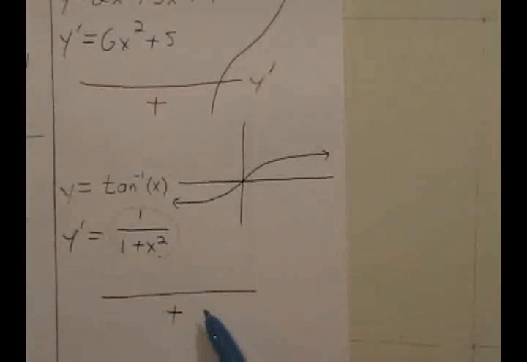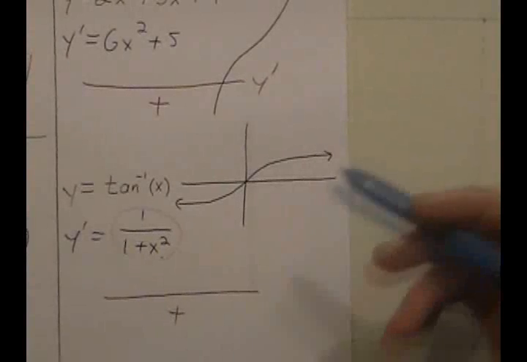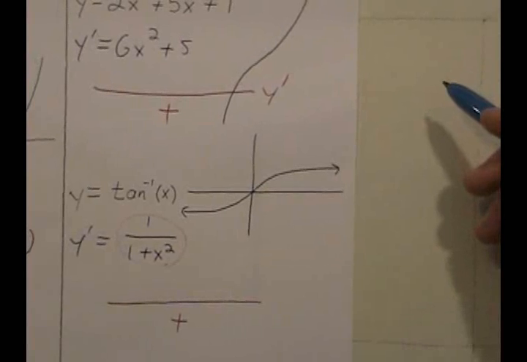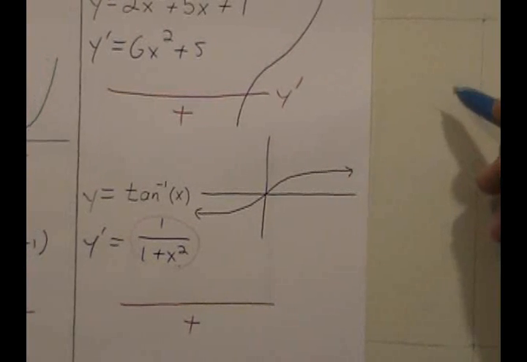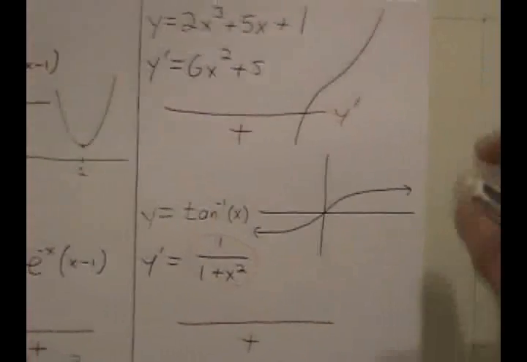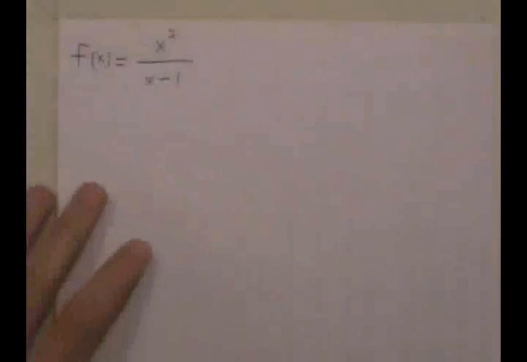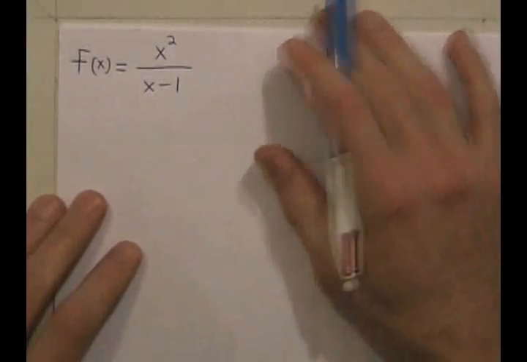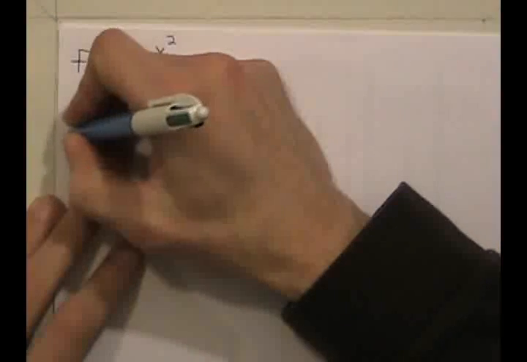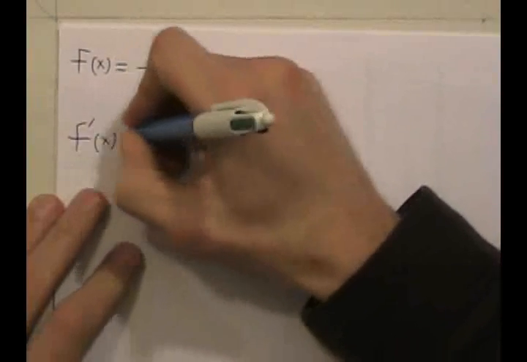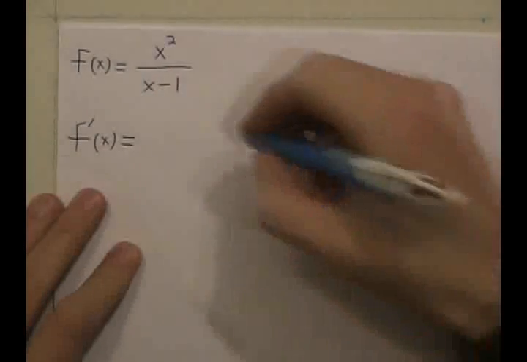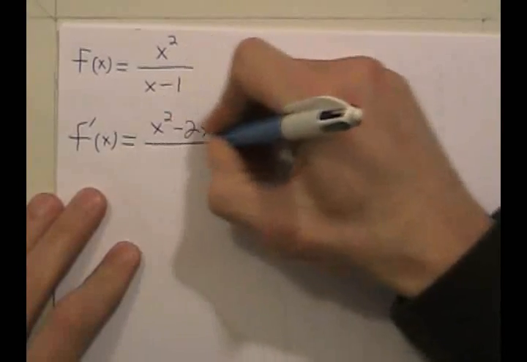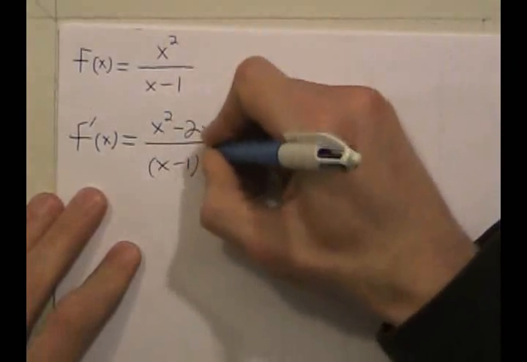Now, these aren't very complicated examples. I just did them to illustrate the idea of how to determine where a function is increasing and decreasing. I do have another, a little more complicated example though, and that's right here. So we have this rational function. We want to know where is it increasing, where is it decreasing. So again, you take the first derivative, f prime, and I'll save you the work, but it happens to be x squared minus 2x over x minus 1 quantity squared.